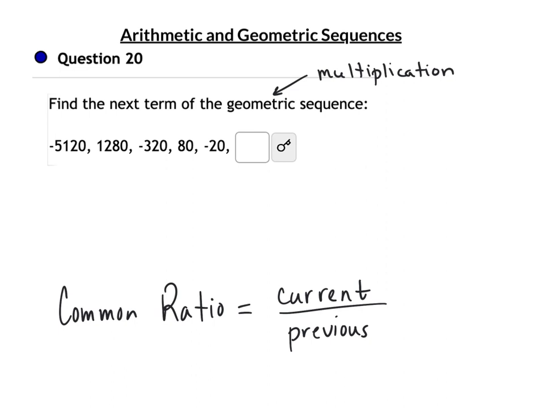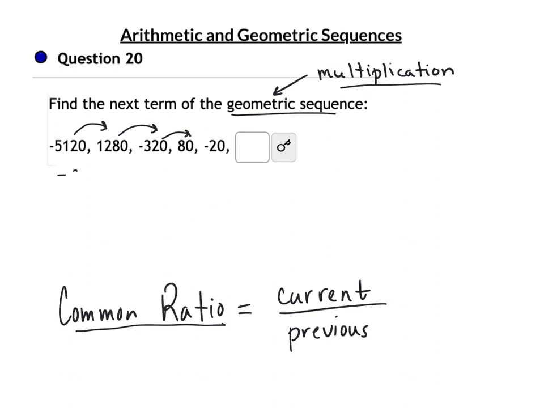Question 20. Another geometric sequence created by multiplication. First thing we need to find is how we get to each successive term. We multiply by the common ratio. We can find that by taking the current divided by the previous.